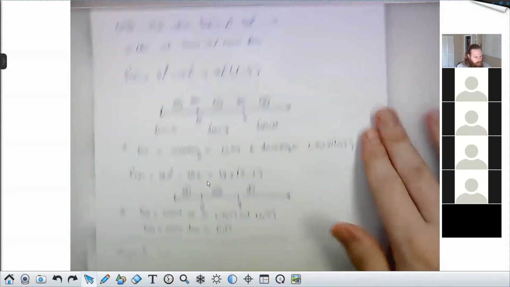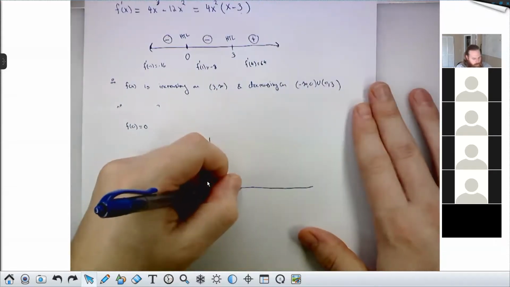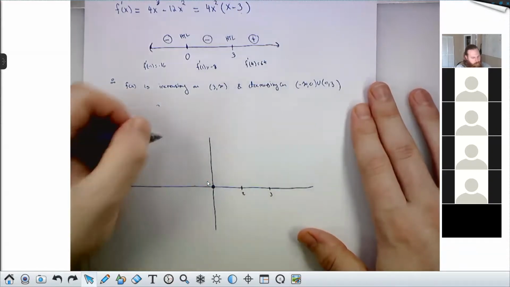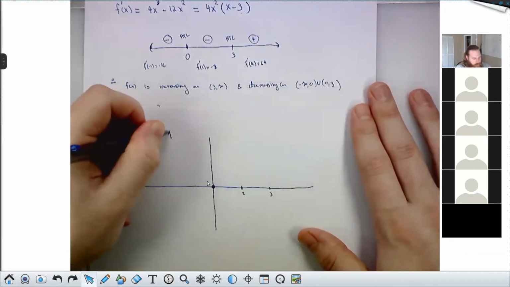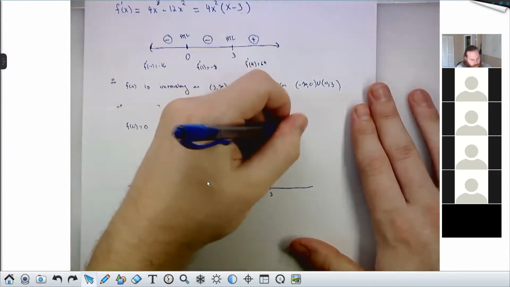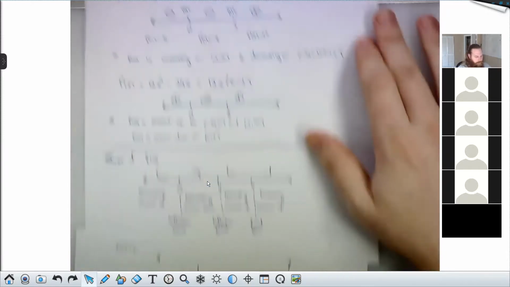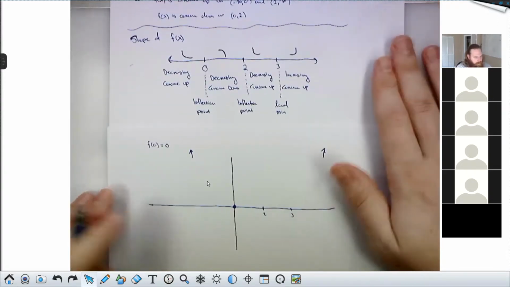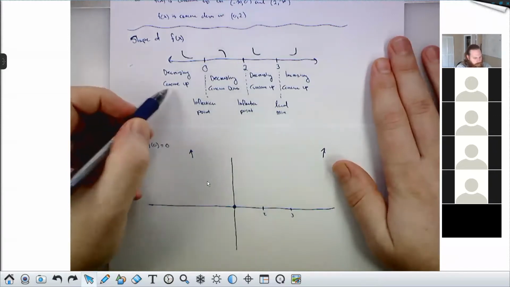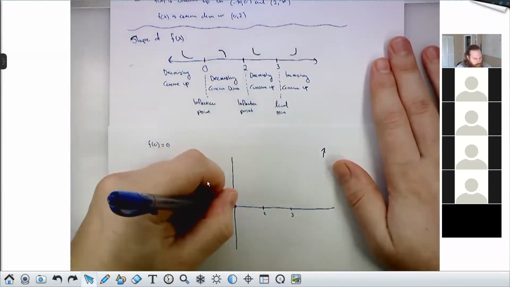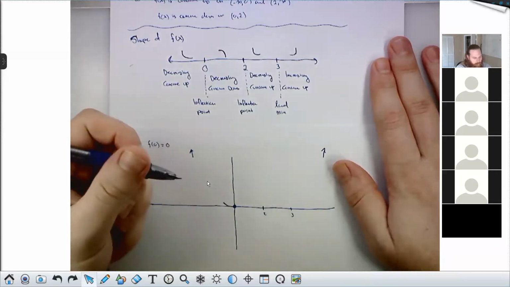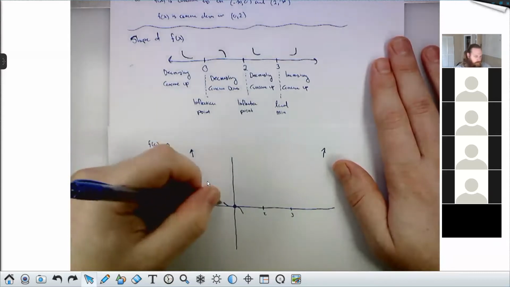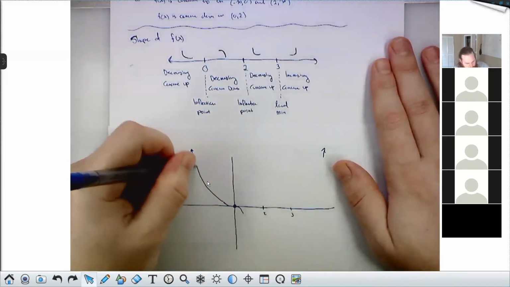Let me mark in the interesting things: 0, call this 2, call this 3. We know we go through the point 0, 0. We know our end behavior over here is up. We know our end behavior over here is up. And now I will use this stuff. So I'm decreasing concave up until I get to 0. At 0, I switch from concave up to concave down. So here's decreasing concave up. Here's decreasing concave down. So on the left, I can connect this with something that looks like that.